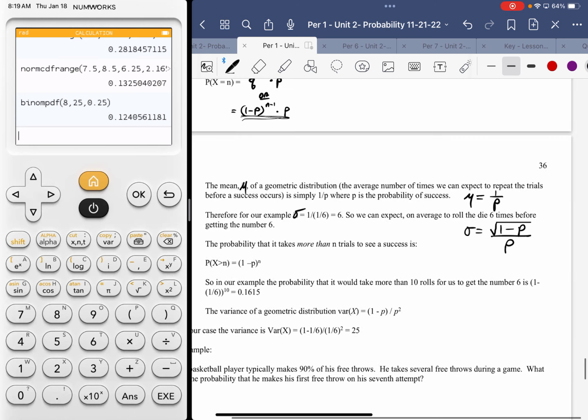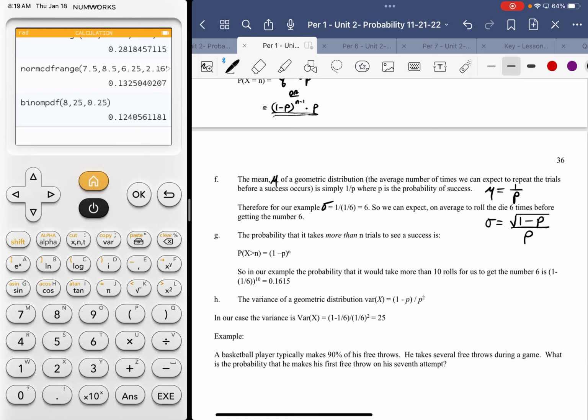All right, so we'll just verify that real quick. Is the radical of the whole thing or just the top? Just the top. Just the top, yeah.